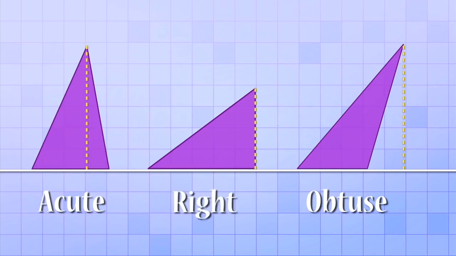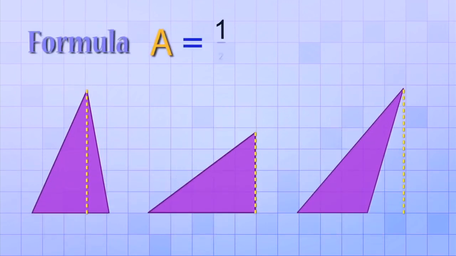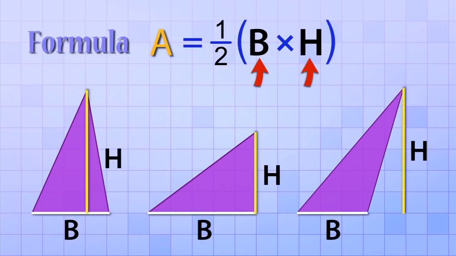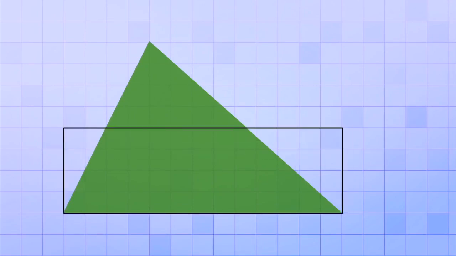But no matter where it is, the formula for finding the area of any triangle is the same. Area equals 1/2 base times height. So if we know these 2 measurements, base and height, we can just plug them into our formula to calculate the area. At first, you might not see how the same formula could work for all 3 types of triangles, but watch this. Here's an acute triangle, and this box is 1/2 its base times its height.